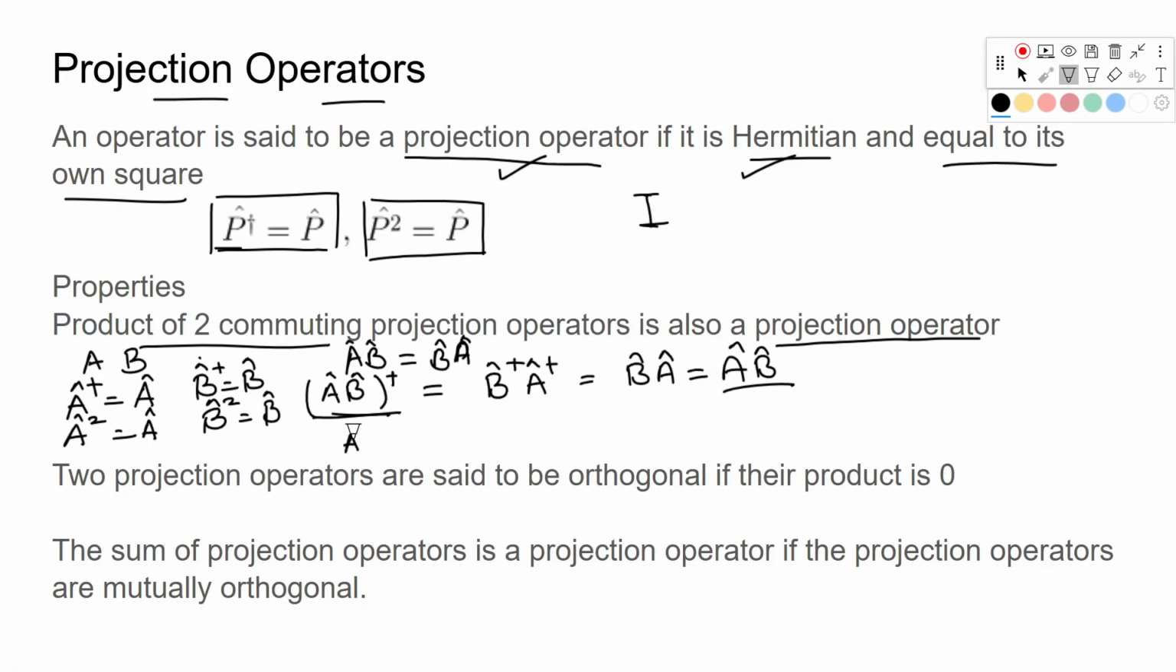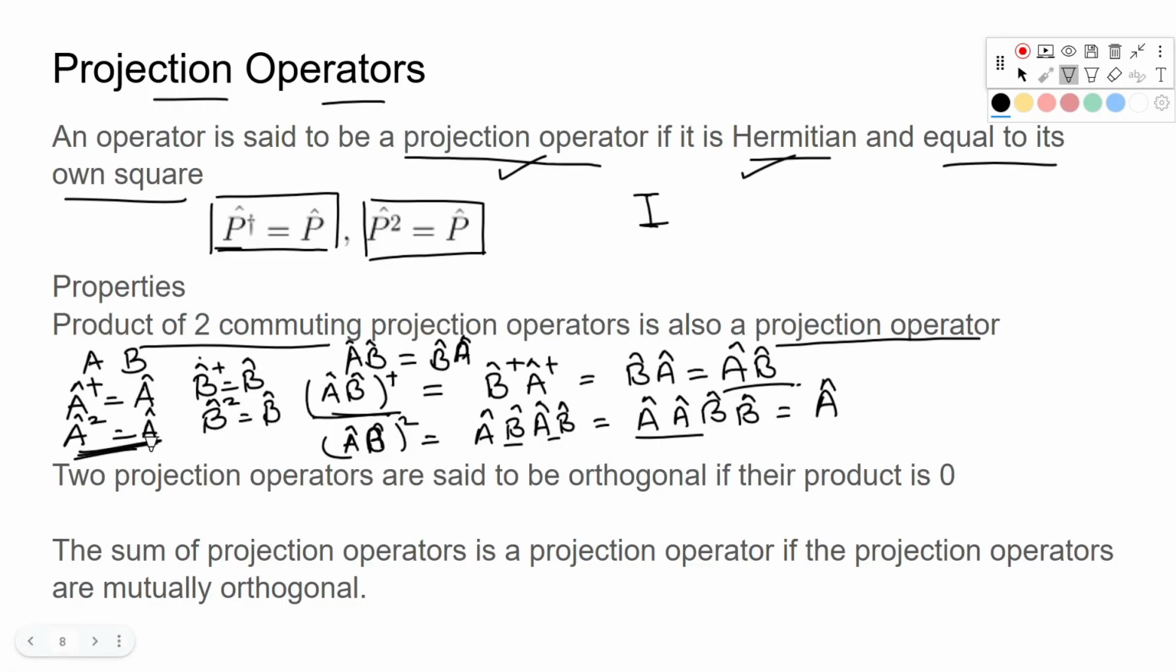Now let's look at the square of AB. We can expand it in this manner. Since B and A commute, we can write it as A squared B squared. Now A squared is nothing but A, because A is a projection operator, and by definition A squared should be equal to A. Similarly, B squared should be equal to B. So the square of AB is also equal to AB. So AB, the product of A and B, satisfies both the conditions needed for something to be a projection operator. So we can say that the product of two commuting projection operators is also a projection operator.